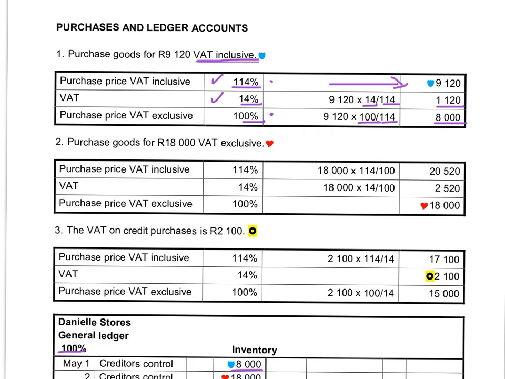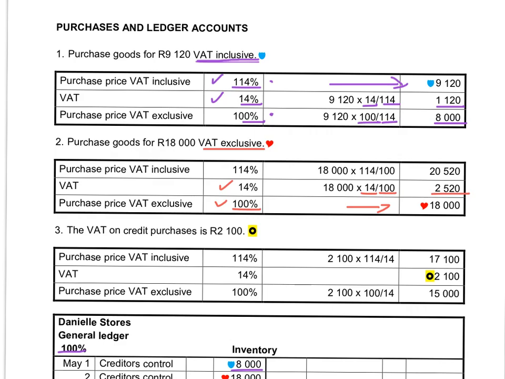Purchase goods for 18,000, VAT exclusive. That means the price does not include the VAT, so that price is 100%, that equals the 18,000 rand. If we want to calculate the VAT, it means that we will take the one that we want, 14, divide by the one that we know, 100, times 18,000, and that will give me 2520.